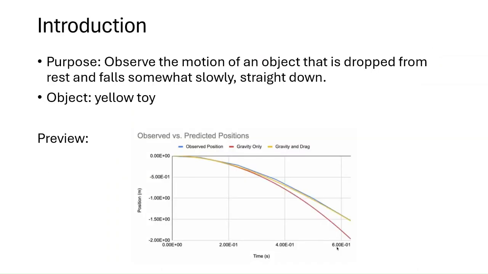So the purpose of this lab is to observe the motion of an object that is dropped from rest and falls somewhat slowly straight down. The object I chose was a yellow toy, and this is a peer review of my graph with the lines for observed position, gravity only, and gravity and drag.